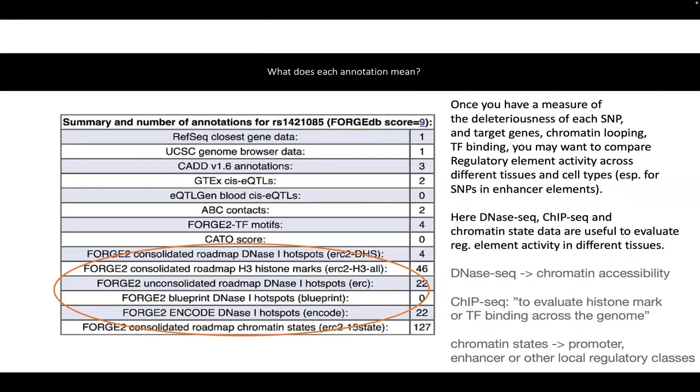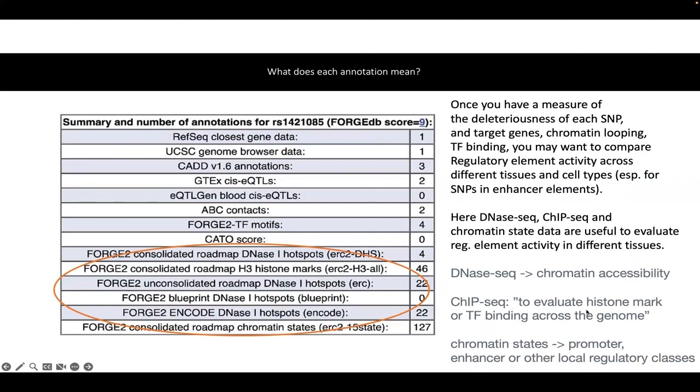And transcription factors are, of course, crucial because they mediate a lot of the three-dimensional looping that I showed before. They can also mediate insulation. So this is very important. Transcription factors are obviously key here. And so what do all these final annotations mean at the bottom? We have DNase hotspots, we have H3 histone marks, which are just more histone marks, and then we have chromatin states.